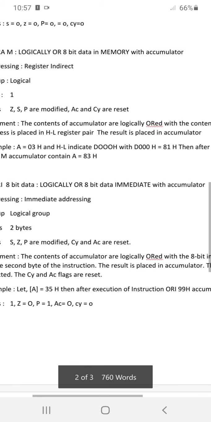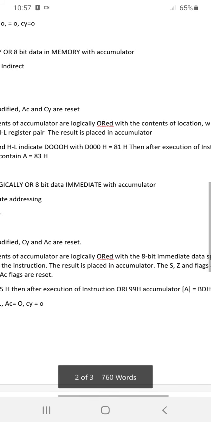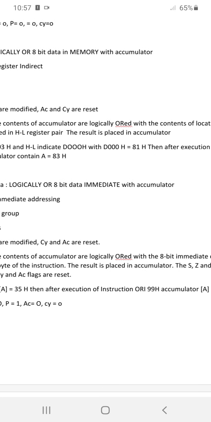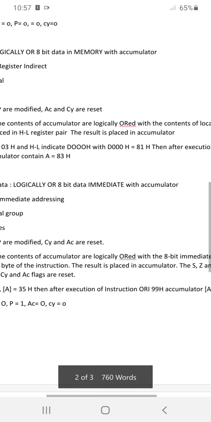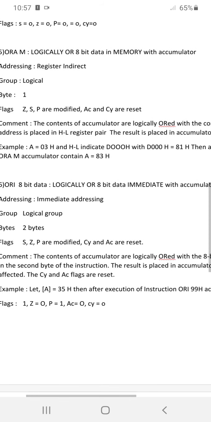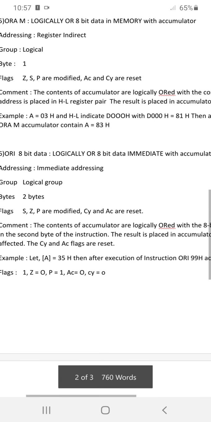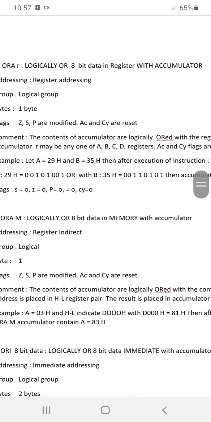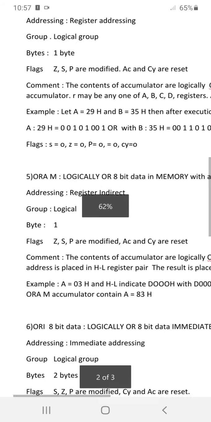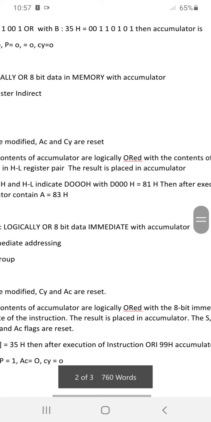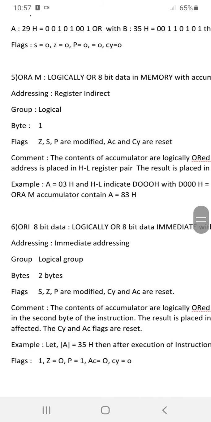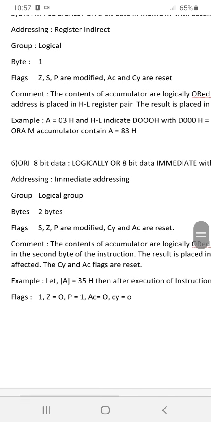The content of the accumulator is logically ORed bitwise with the content of the memory which is indicated by the HL pair, and the result is again placed in the accumulator. For example, if the accumulator contains 03 hex and HL indicates the memory D000 hex, and the content of D000 hex is 81 hex, then after execution of the instruction ORA M, the content of the accumulator becomes 83 hex.